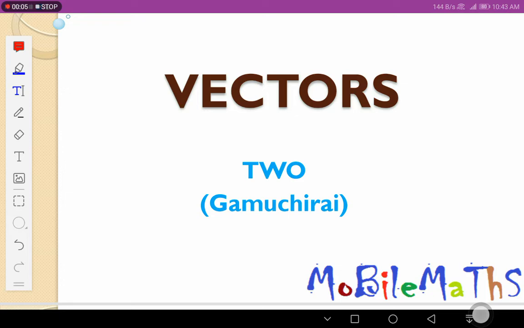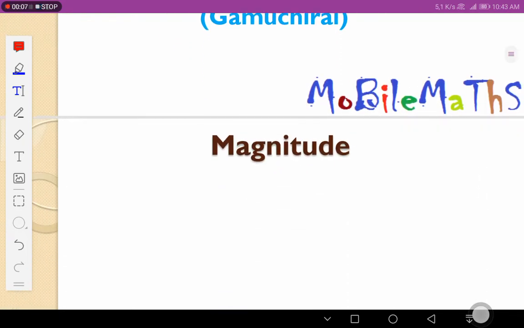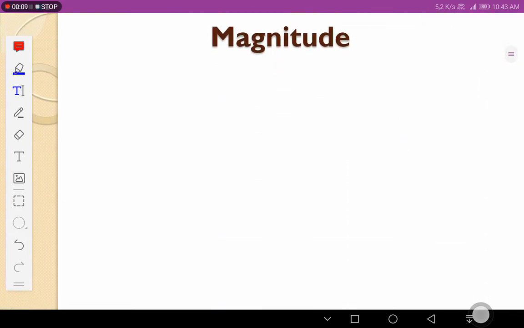Today we want to look at vectors too. Okay, so I'll start with magnitude. We want to look and calculate our magnitude. So when we talk of a magnitude, we talk of size. It's the same as size of a vector.